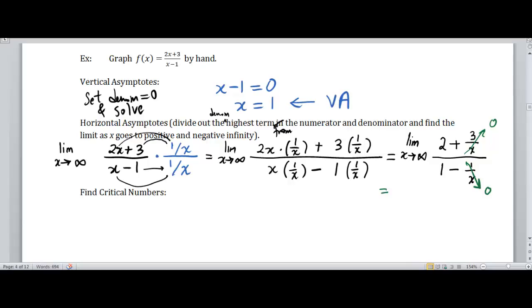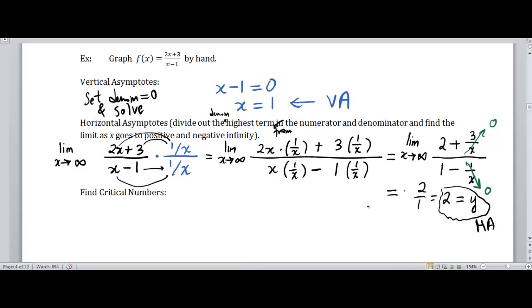and now we just have the limit as x goes to infinity. Oh, we already did that, so we don't need this. So this is just 2 over 1, which is 2, so that's your y value. So that's your horizontal asymptote. Okay? So we have our vertical asymptotes, we have our horizontal asymptotes. Now we can do the critical numbers.